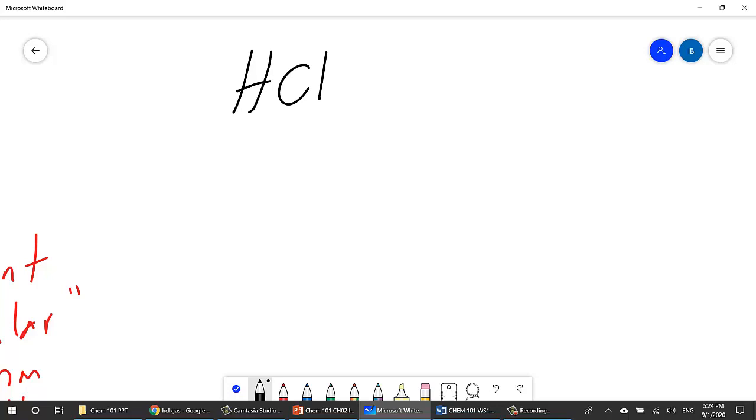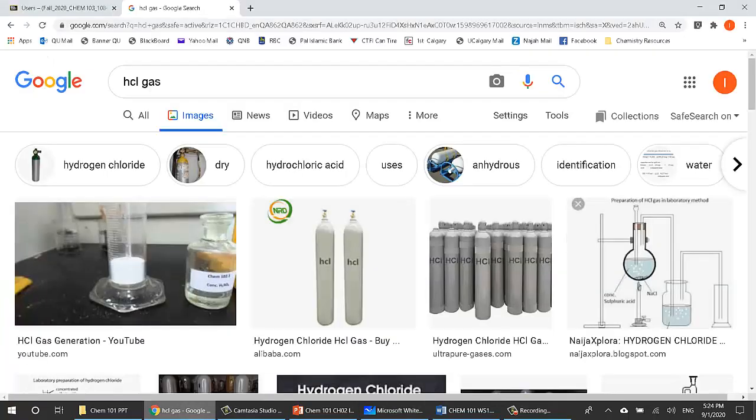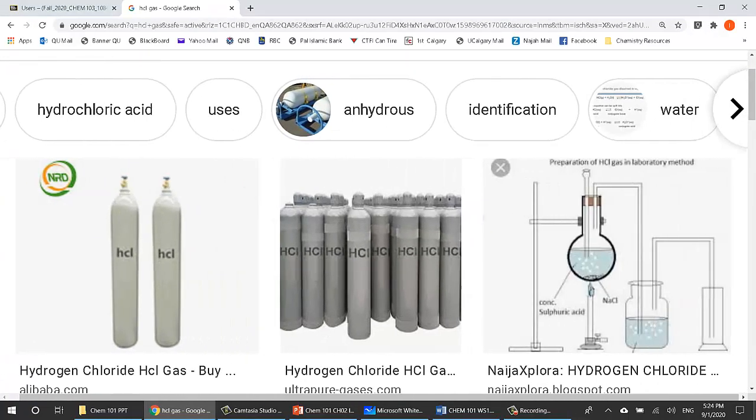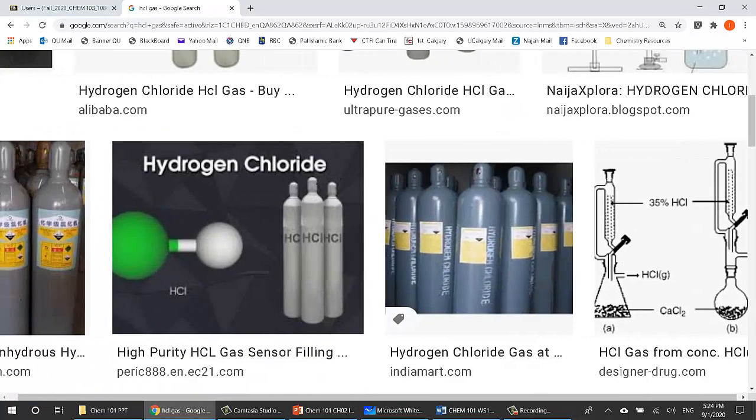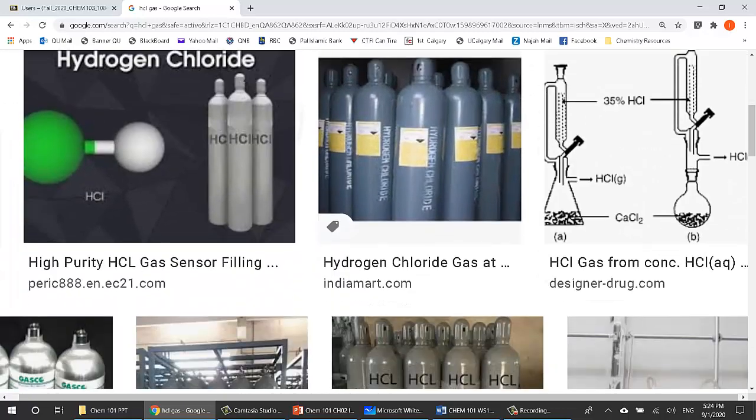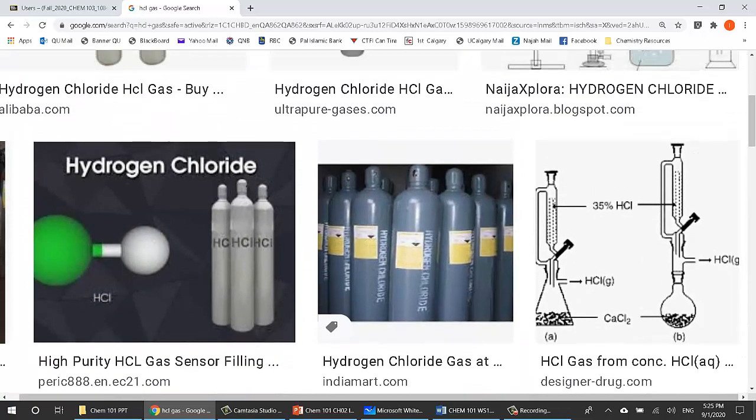So moving on to acids and bases, which is the topic of today's lecture. HCl actually is a gas, so we can just write G for gas. When it's first manufactured, it's actually a gas. You can just Google it. Here I wrote HCl gas, and you see these cylinders that contain HCl gas. It comes in big industrial gas cylinders.